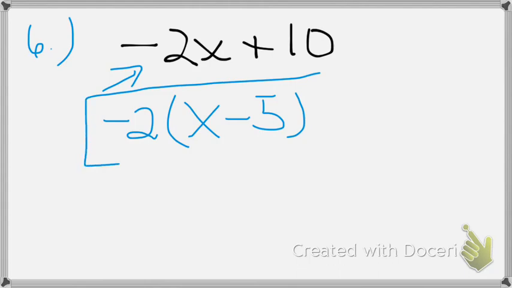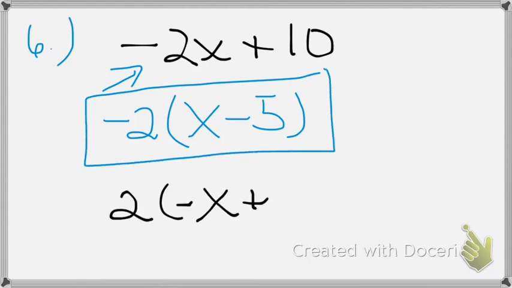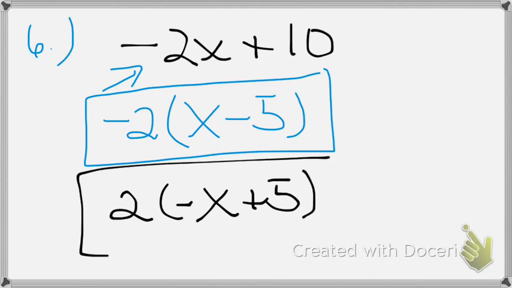So if you have this, you're good. If you have written down 2 times -x plus 5, you're still okay. That answer is still correct. Okay. All right.